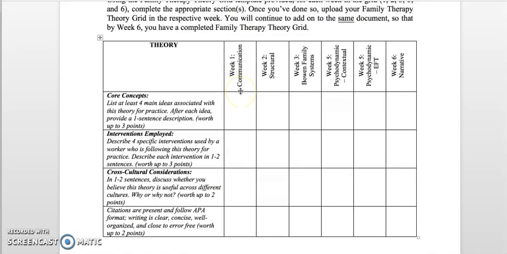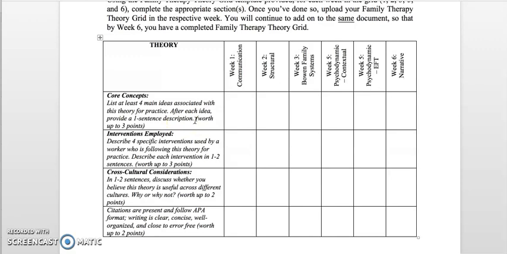So the first week that is due is the communication theory grid. This is when you will work on this and submit it. You will take a look at the literature that we provided and create this grid on a Microsoft Word document and simply list at least 4 main ideas associated with this theory for practice.